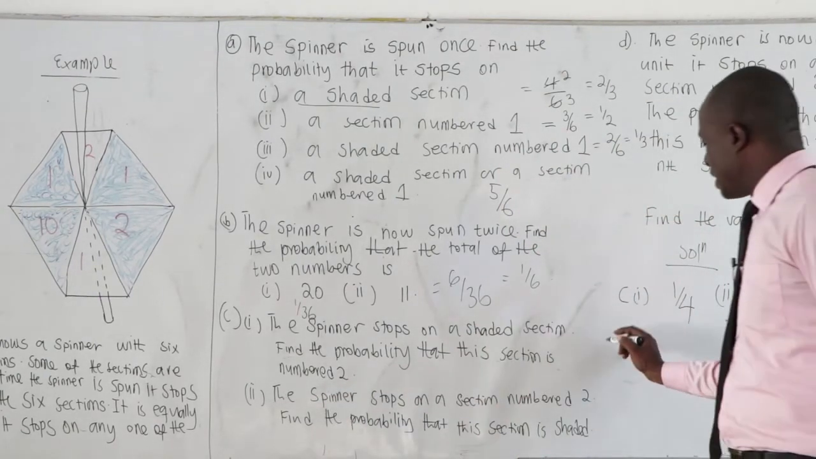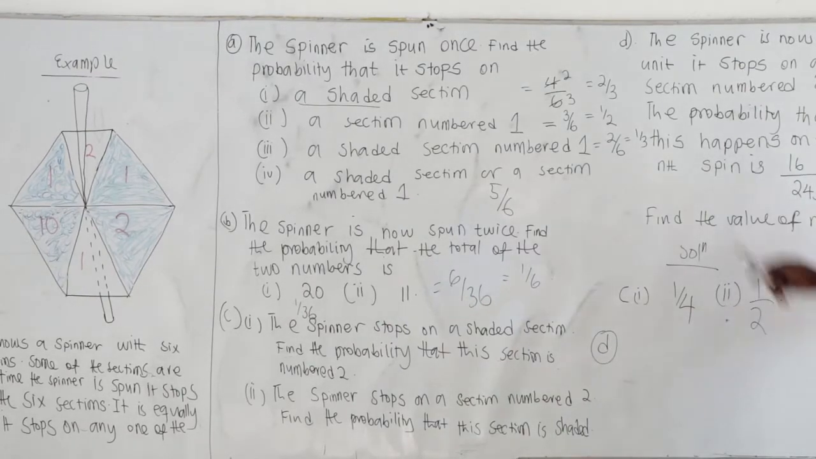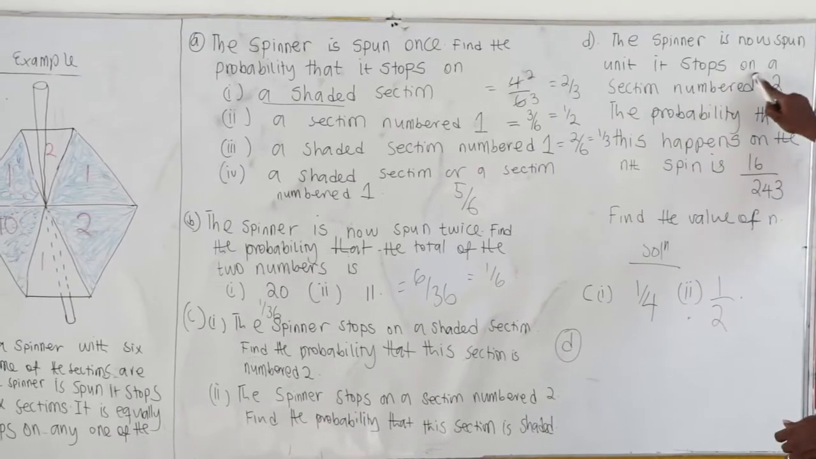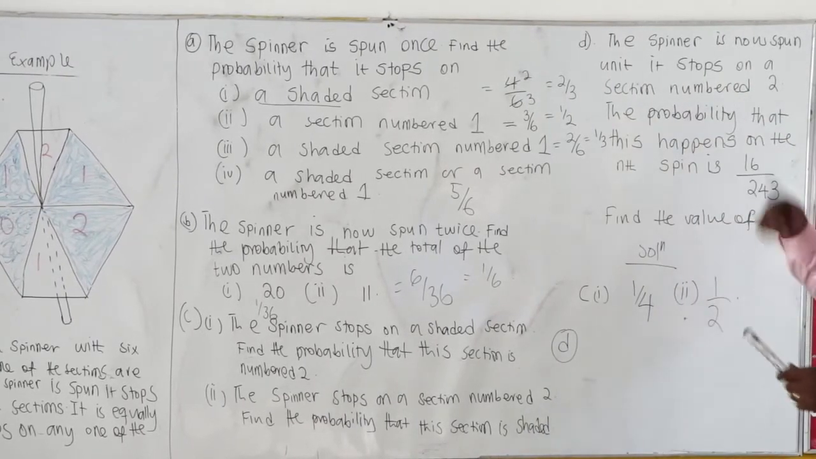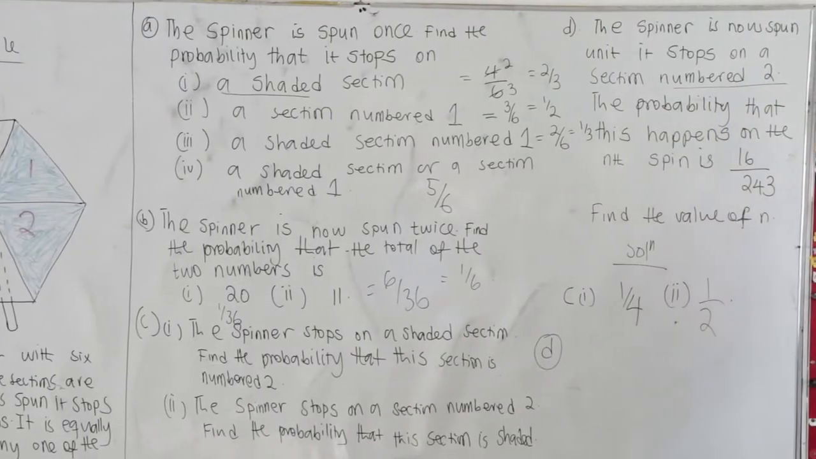Now let's consider the D, the last part. The last part says that the spinner is now spun until it stops on a section numbered 2. So it spun and it stops on a section numbered 2.